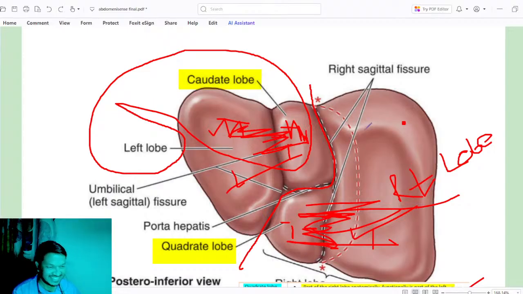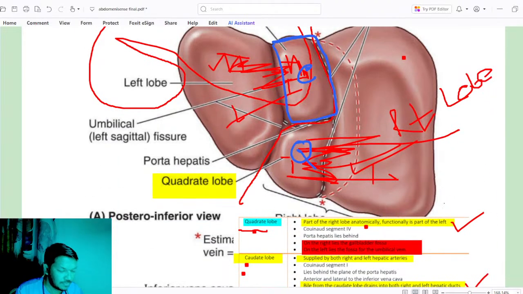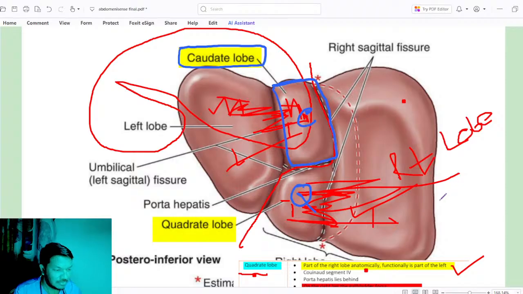Okay, so this is caudate lobe. Caudate lobe. Alphabetically C comes first, Q comes later, so it is in the down part. For me, I took a long time to absorb this. Always I was making mistakes, always, between caudate lobe and quadrate lobe.